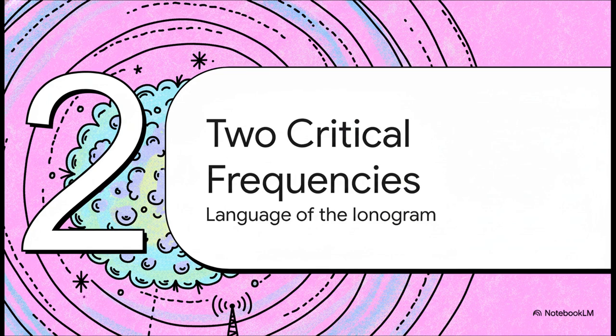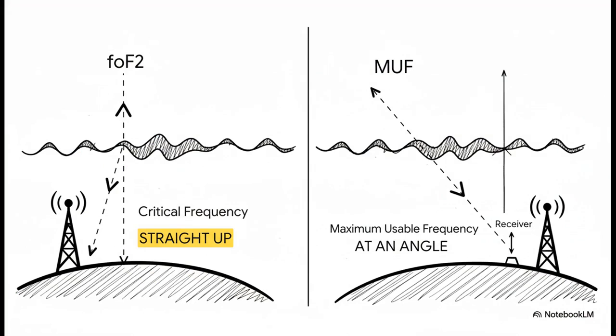Okay, now that we know our way around the ionosphere, we just need to learn two key terms. Just two! These are the magic numbers that are going to help us unlock the whole language of the ionogram. This breaks it down perfectly. First, you've got the critical frequency, which we call foF2. That's the absolute highest frequency that will bounce back if you shoot a signal straight up. It's a great way to check the health of the ionosphere right over your head.